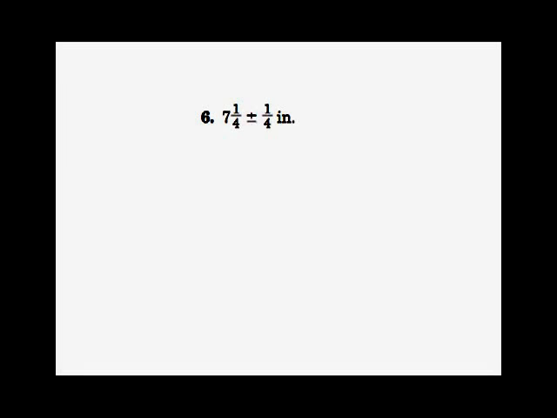7 1/4 plus or minus 1/4 inches would be written as 7 inches, less than M, less than 7.5 inches. Subtract on the lower, add on the upper.